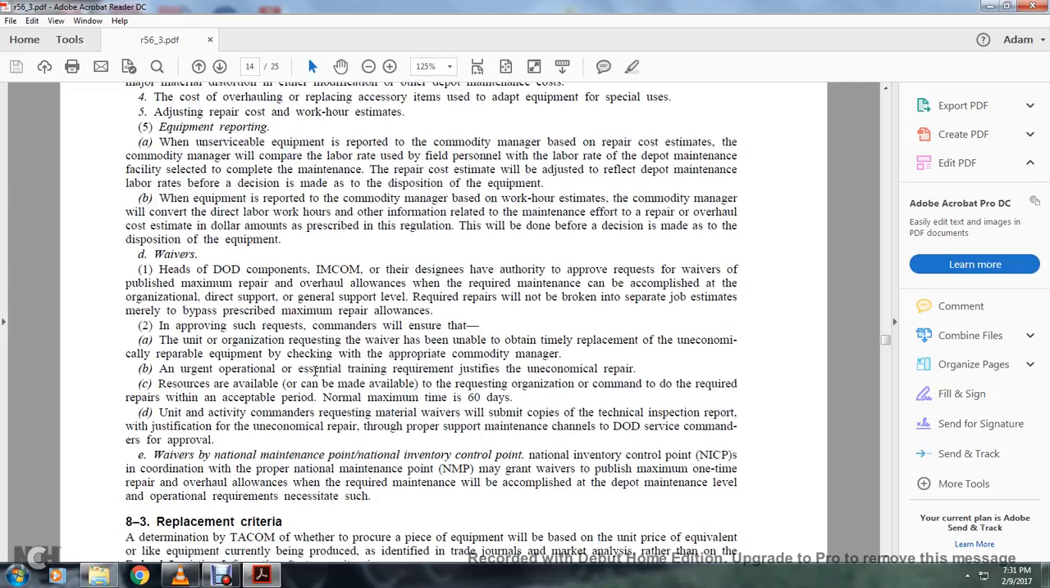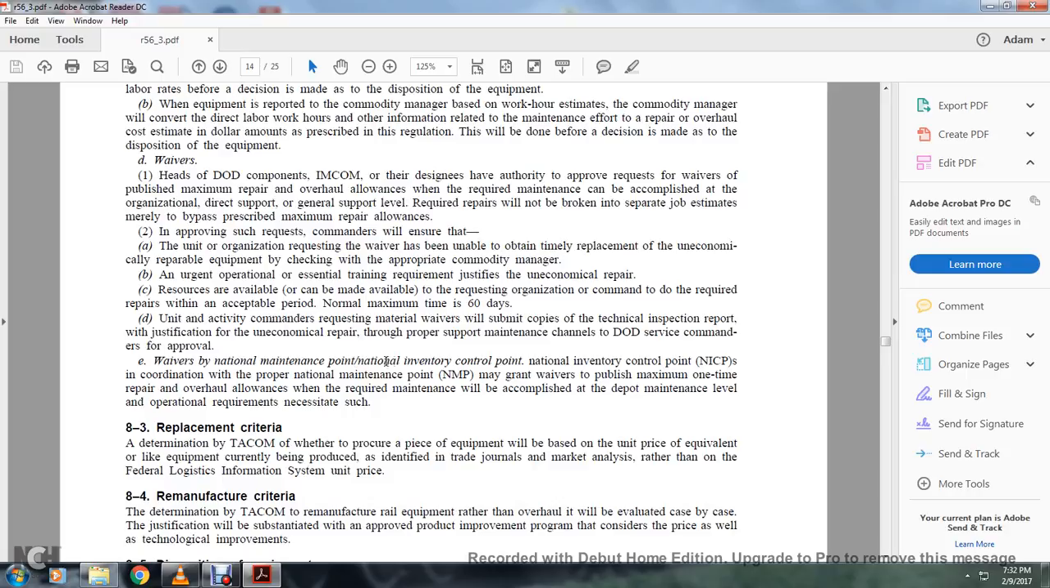In approving such requests, the commanders will ensure that the unit organization requesting the waiver will be unable to obtain the timely replacement of uneconomically replaced repairable equipment when checking the appropriate commodity repair manager. Urgent operational and essential training requirements justifying uneconomical repair resources are available or can be made available. The requesting organization commanded to do the required repairs with the acceptable period normal maximum time of 60 days. Unit Activity Command requesting the material waivers and will submit the copies of the technical installation report justification on economical repair through the proper support maintenance channel of the Department of Defense and Service Commandments and approval.